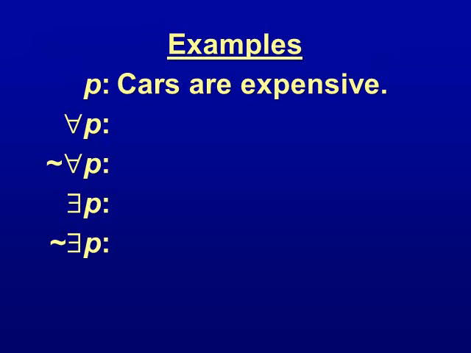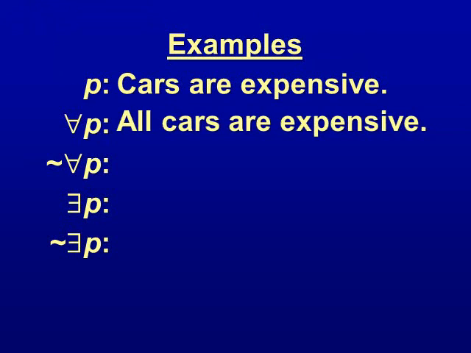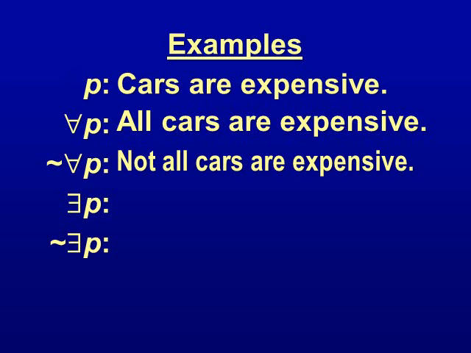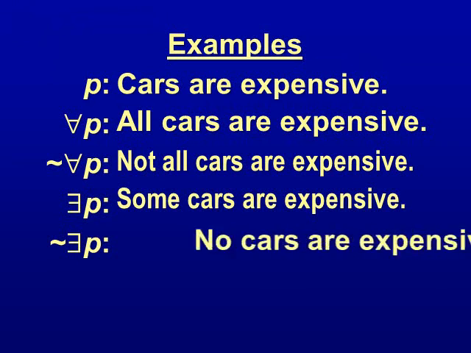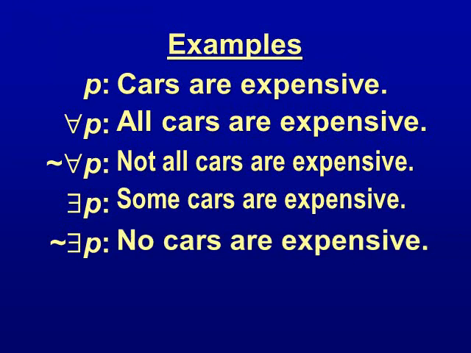So, cars are expensive. Now, I'm going to have to do a universal quantifier. All cars are expensive. Now the negation would be not all cars are expensive. Now I've got to change that to an existential. Some cars are expensive. And again, the negation is no cars are expensive. To negate some, you have to say none are. And if I'm going to negate all, then I'm going to say some are not.